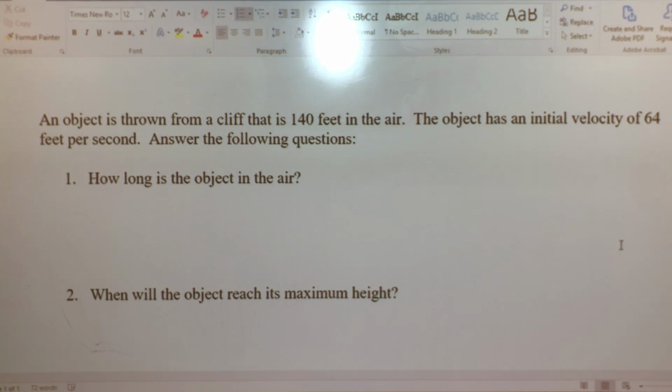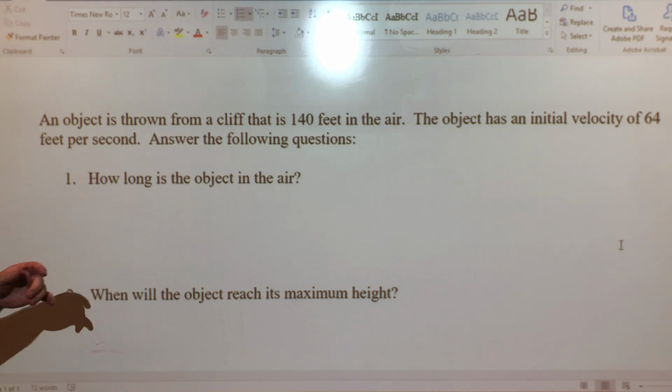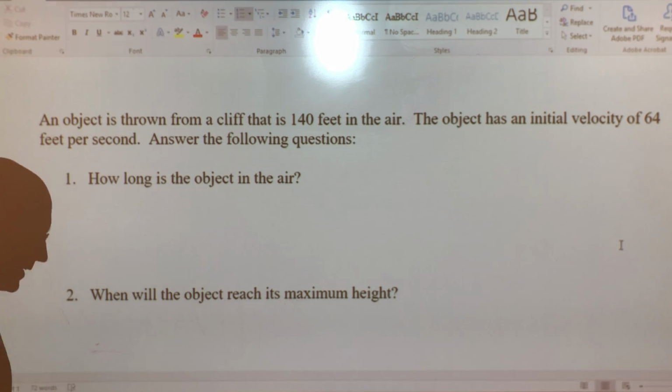Oh boy. Projectile motion, volume 2. All right, let's get right into a question. An object is thrown from a cliff that is 140 feet in the air. The object has an initial velocity of 64 feet per second. Answer the following questions. Number 1, how long is the object in the air for?